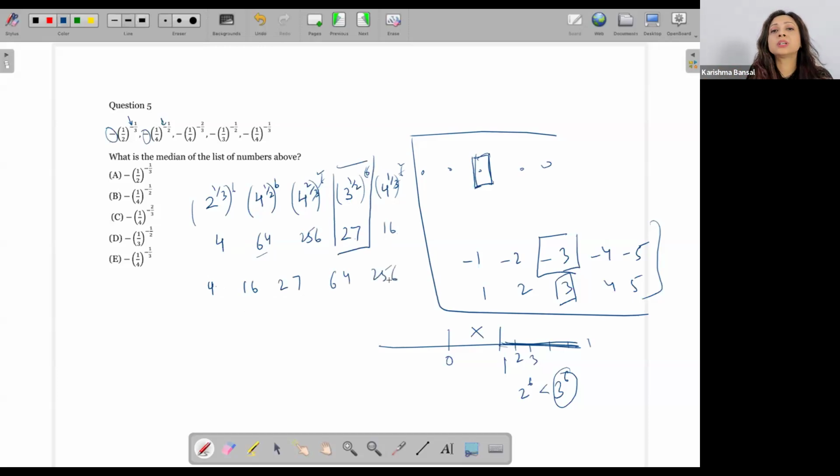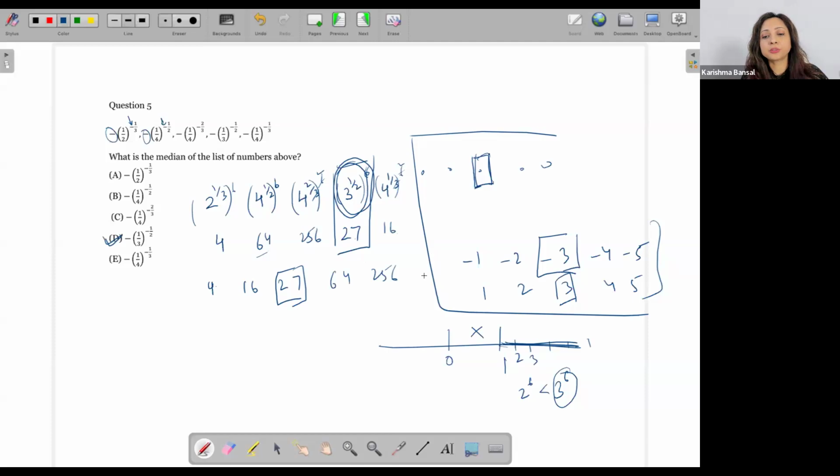The only thing over here is do not forget the mapping. Do not make a mistake while mapping it. I have got the answer that 27 is the median, but remember that 27 is 3 to the power half. This was the term which actually was -1 by 3 to the power -half. So my answer is going to be D over here. Is that okay?